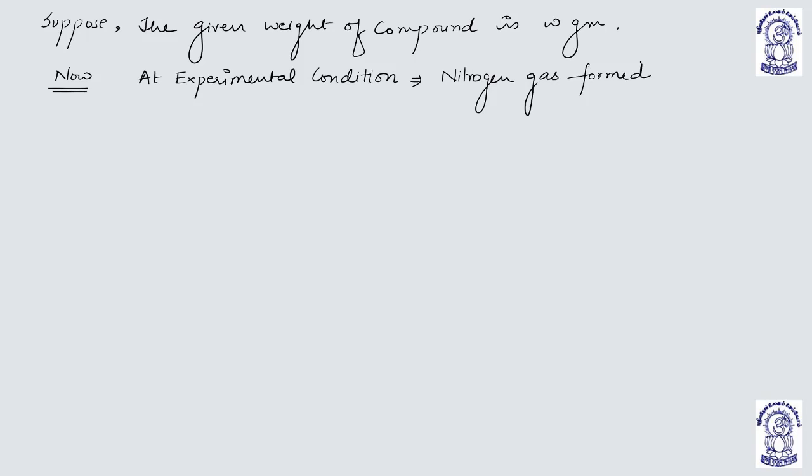That is why it is given that the pressure and the temperature of the condition are to be noted down. So at experimental condition, the volume of nitrogen collected is V1 ml. This is the volume of the nitrogen collected at experimental condition, V1 ml.